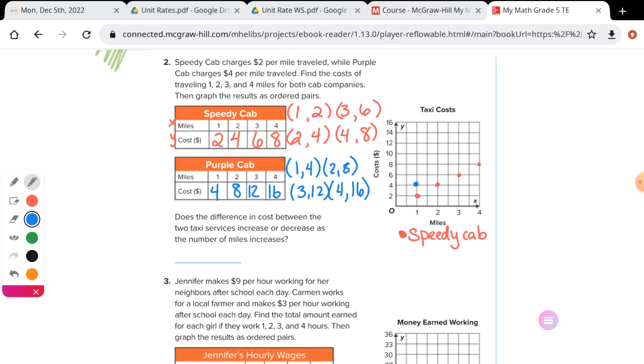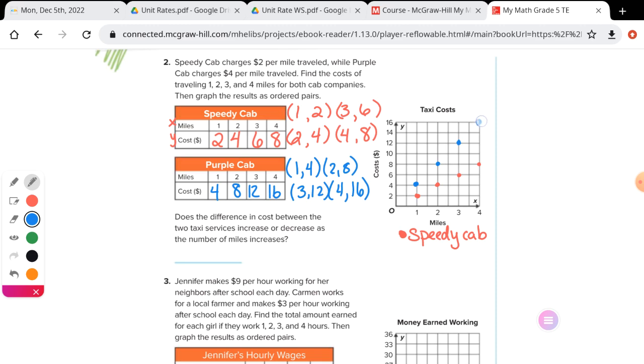Madison, 2, 8. You put your 2 on the x-axis. Okay, over to 2, up to 8. Good job. Callie? You go over 3 to your right and then up to 12. Good job. Last one, Noelle? You go over to the 4 and then you go up 16.